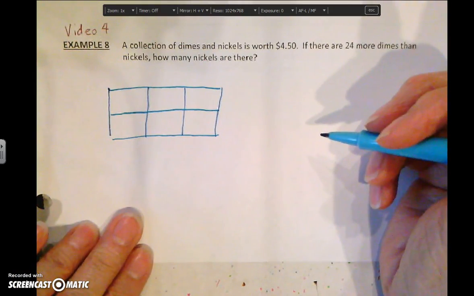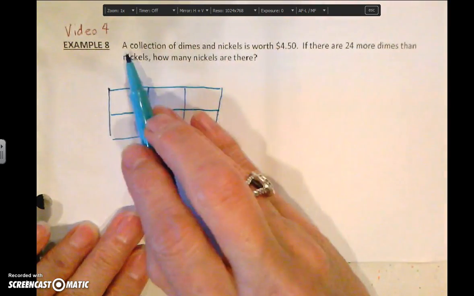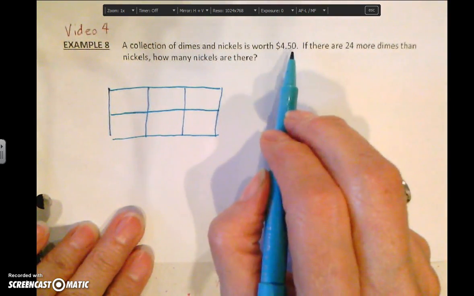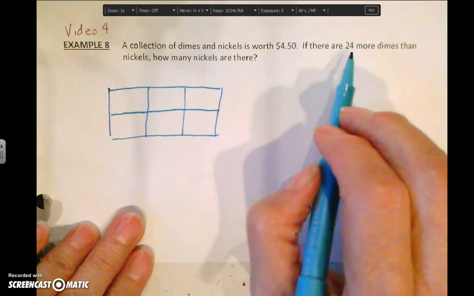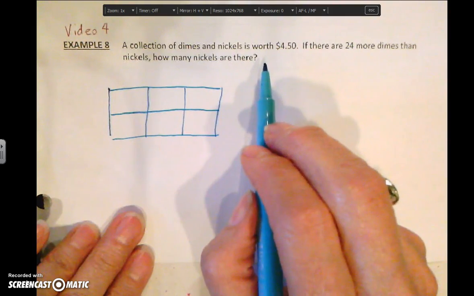We're going to do one last problem. So we're going to skip back and go to example 8. It reads, a collection of dimes and nickels is worth $4.50. If there are 24 more dimes than nickels, how many nickels are there?